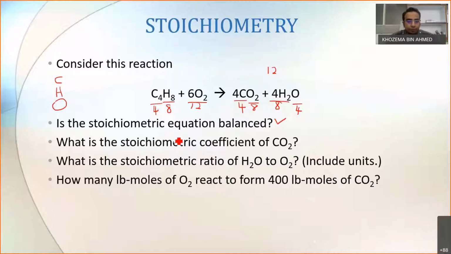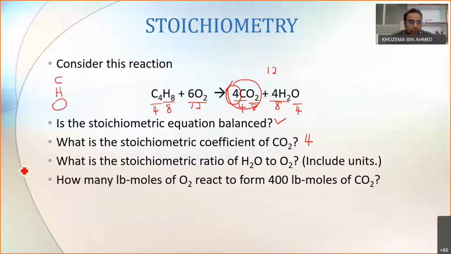The second thing is, what is the stoichiometric coefficient of CO2? So CO2, you have it over here in your product. If you look here, the stoichiometric coefficient is basically the number in front of your CO2 molecule, which is 4. So the answer here is going to be 4. That is your stoichiometric coefficient for your CO2.